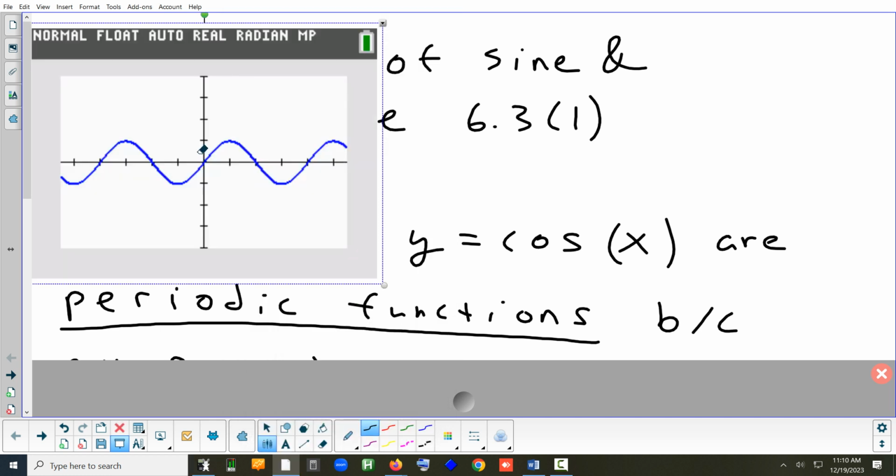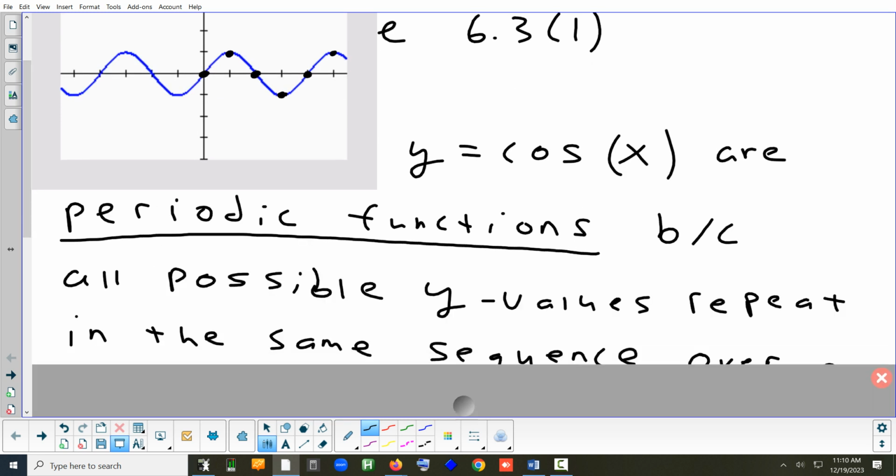And the key y values that you keep seeing over and over here are 0, 1, 0, negative 1, 0, 1, 0, negative 1, 0. And it'll keep repeating: 1, 0, negative 1, 0. That's the pattern in the y values that you keep seeing.